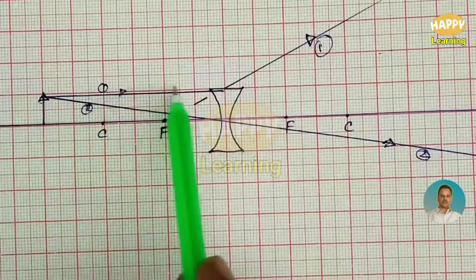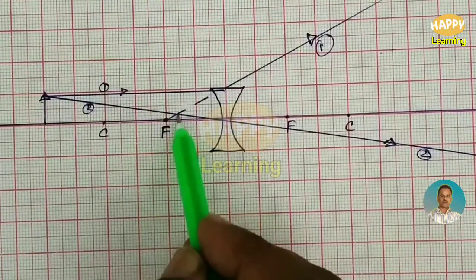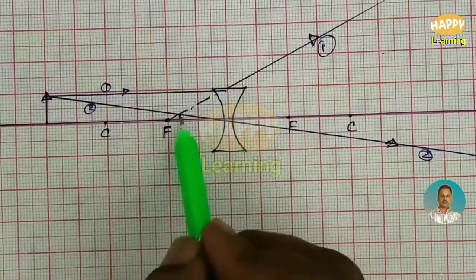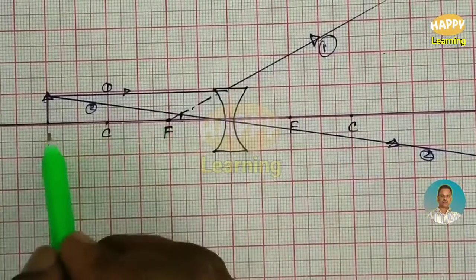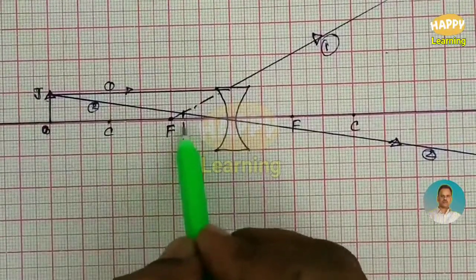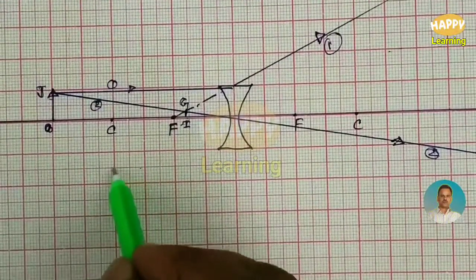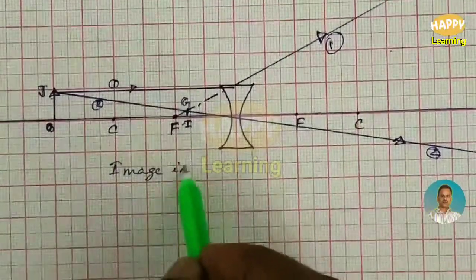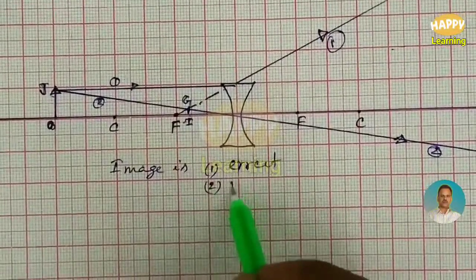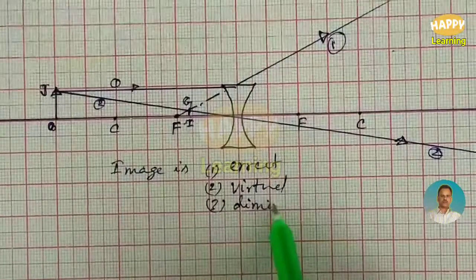Now, these two rays, number 1 and number 2, are intersecting here because of the dotted line. Dotted line is assumption. So this is the image. This is object OJ, and here you got image IG. So here the image is number 1 erect, number 2 virtual, number 3 diminished.